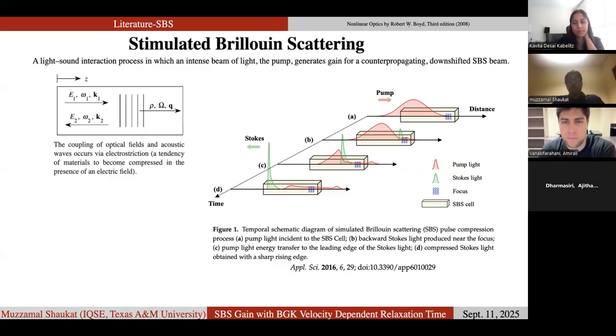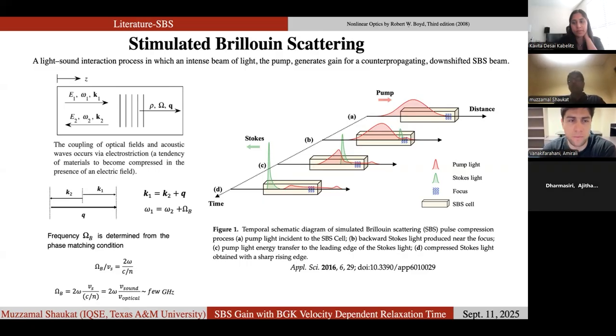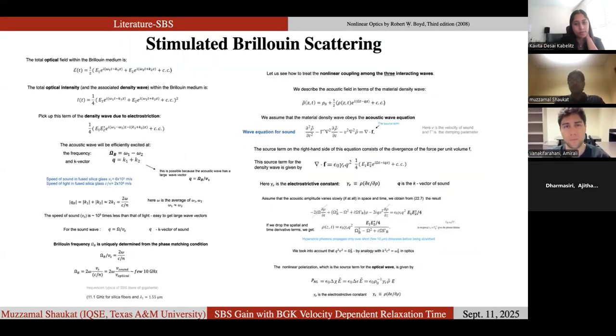And of course, all this process involves the conservation of energy and momentum, due to which we can determine the Brillouin frequency of a few gigahertz by using this phase matching condition. This is the whole process. Of course, I am telling you just simply, but this whole process involves a lot of mathematics, which I am not describing in detail here.